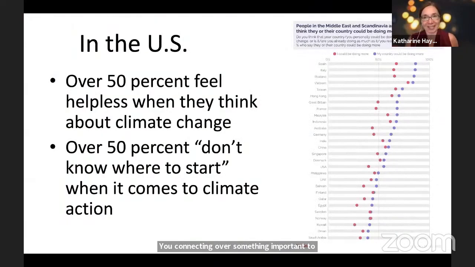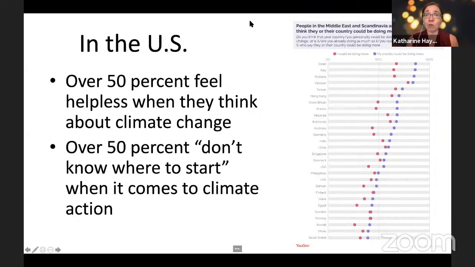But there's one more piece, and I don't want to stop without this one more piece, and that is the fact that many people just feel helpless and paralyzed. Even when you convince them it matters, they don't know what to do. In the United States, 50% of people feel helpless when they think about climate change. Over 50% don't know where to start when it comes to climate action. In this global survey, people in countries around the world feel like they could be doing more or their country could be doing more. A lot of people are less than 50%. They really don't have a sense of what could be done.